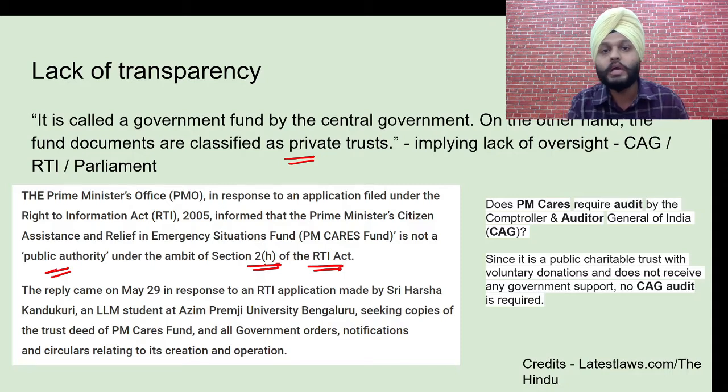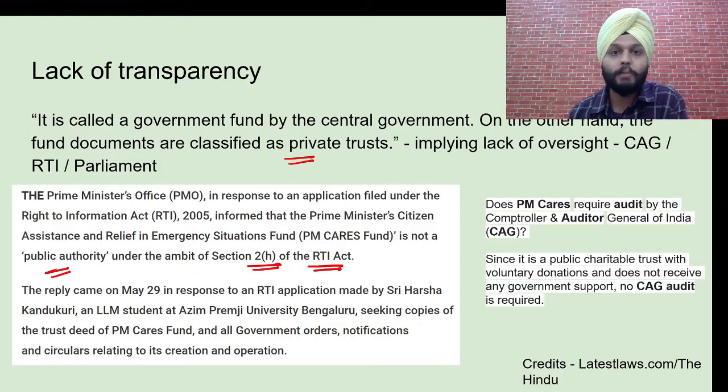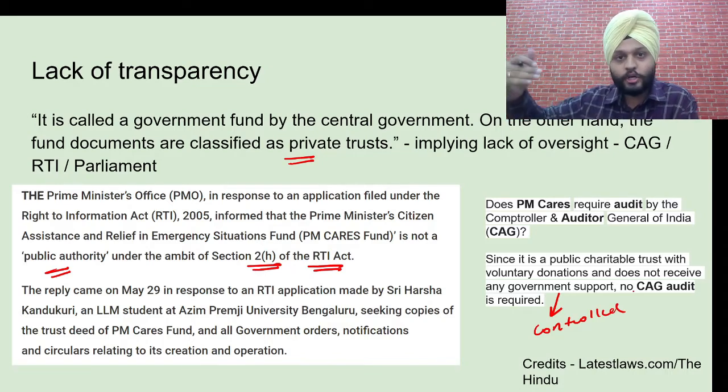But the PM Cares Fund, which for all practical reasons is controlled and governed by the government, is not subjected to the CAG audit. This is what the government has said: since it is a public charitable trust with voluntary donations and does not receive any government support, no CAG audit is required. But it does not mention that it is being controlled by the government itself, right? Who is the ex officio chairman of the PM Cares Fund? And then this money is going to the DMs and all those people, so they are all part of the government.